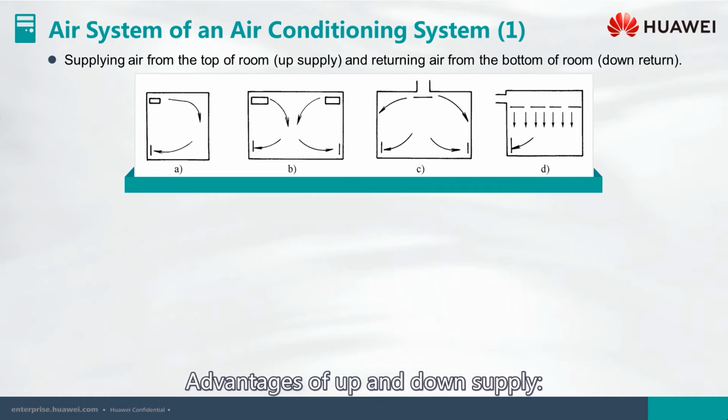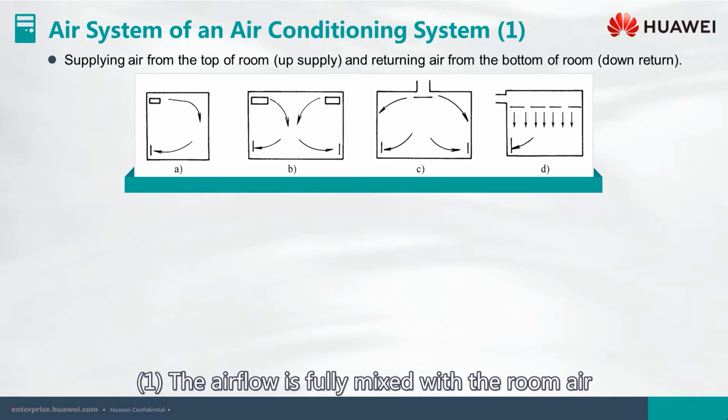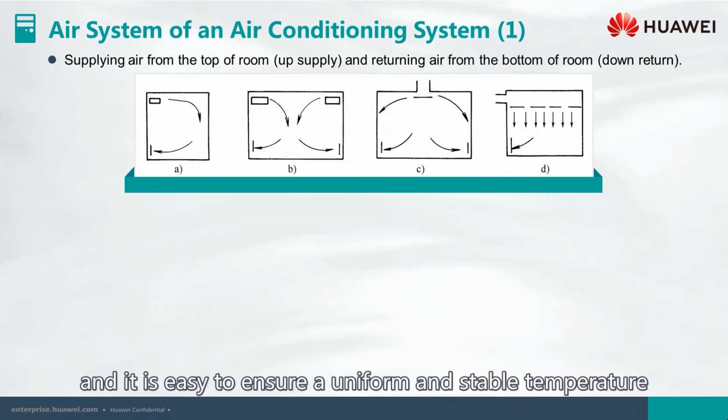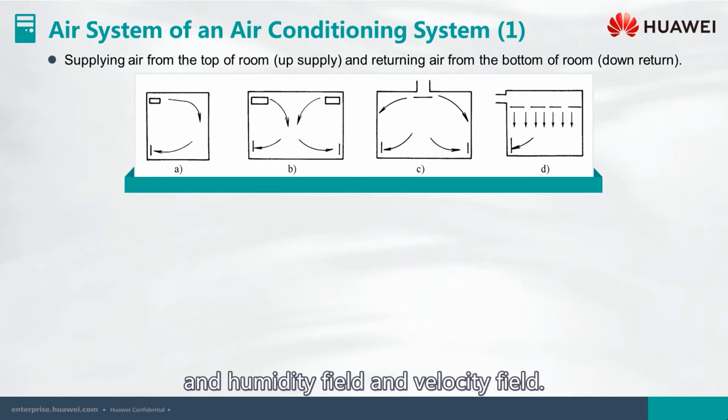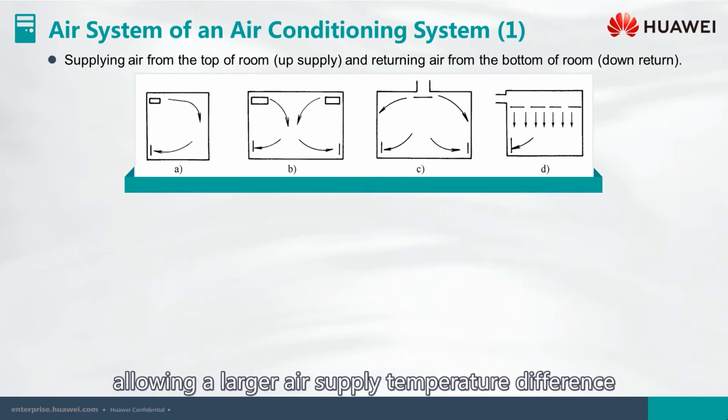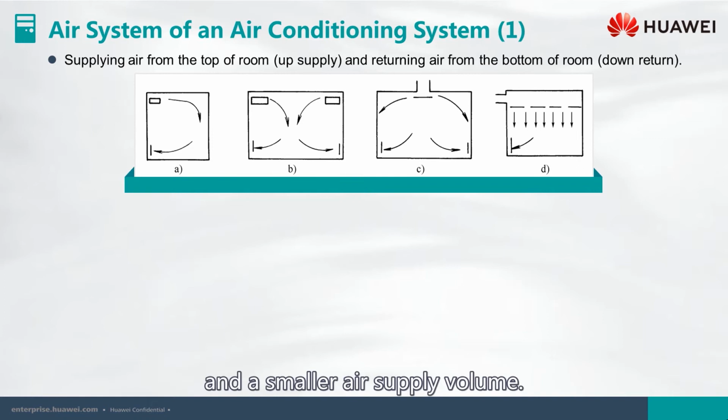Advantages of up and down supply. 1. The airflow is fully mixed with the room air before entering the work area, and it is easy to ensure a uniform and stable temperature and humidity field and velocity field. 2. The side supply side return airflow range is better, allowing a larger air supply temperature difference and a smaller air supply volume.